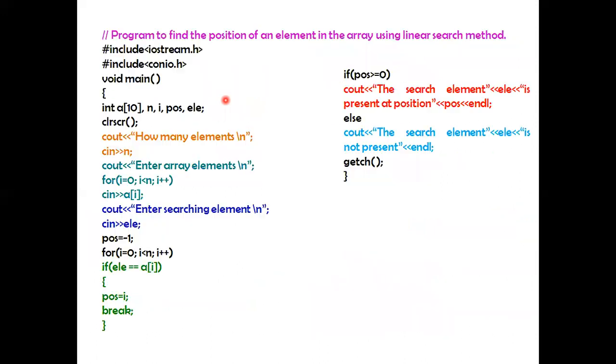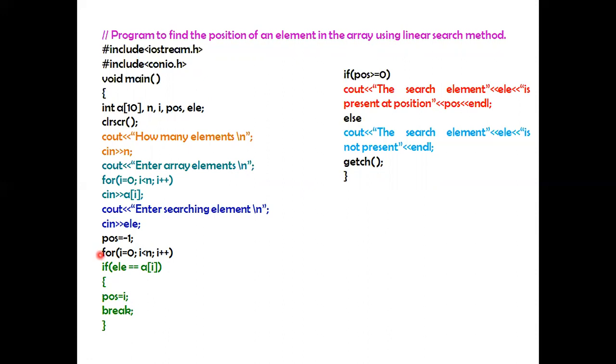So have a look here. Enter searching element, accepted 75. So what is this? Position equal to -1. Position is already declared of type what? Integer. Now what we are doing here is initializing it with -1, because array indexing starts with the 0th element. Hence, we are taking position equal to -1.